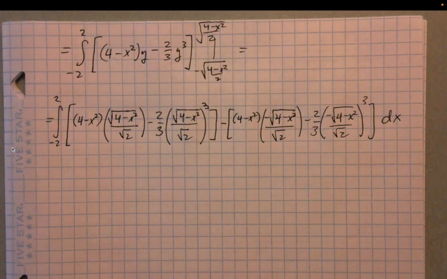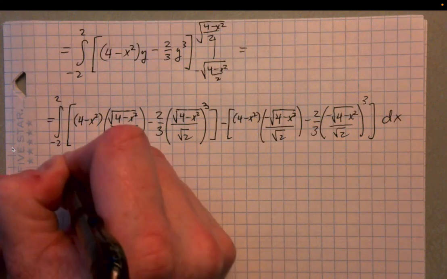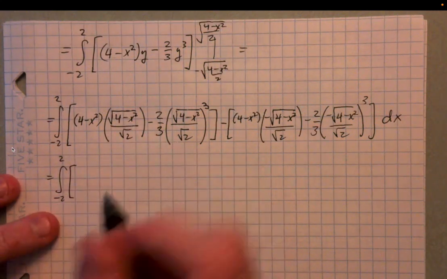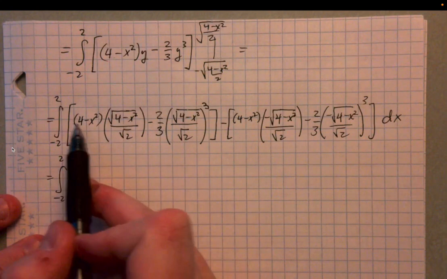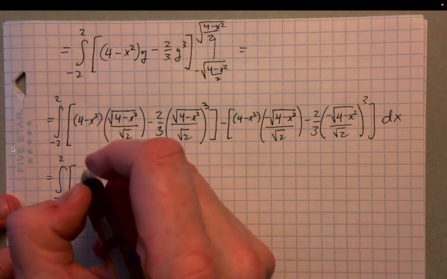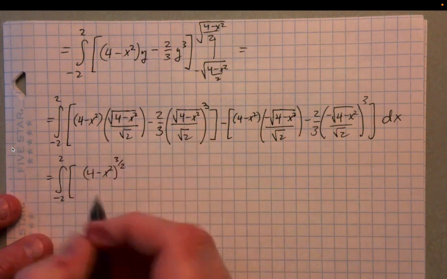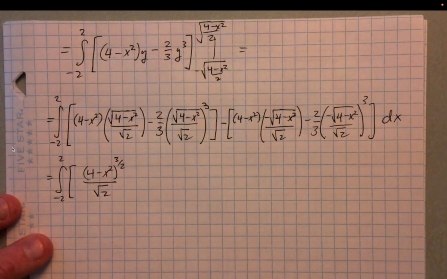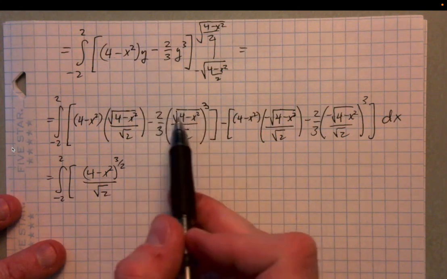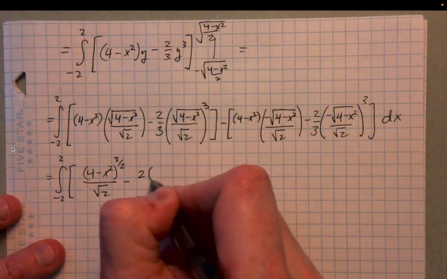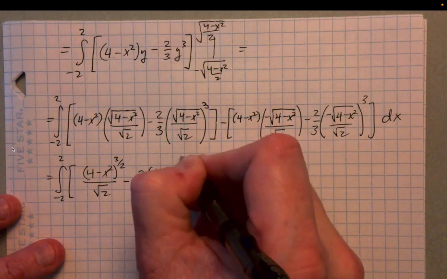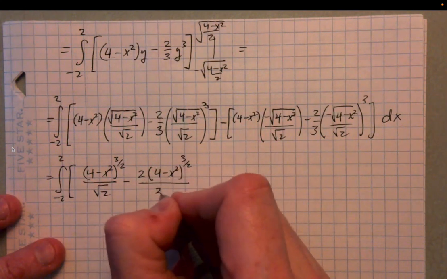Okay. And now it's just an algebraic sorting out of all this algebra, right? It's actually not terribly tricky. It's just cumbersome. All right, so looking at this first part, you can bring the 4 minus x squareds all together. And so what do you have there? You have (4 minus x squared) to the 3/2 power over the square root of 2. And over here you'll get minus 2 times (4 minus x squared) to the 3/2 power over 3 times the square root of 2.